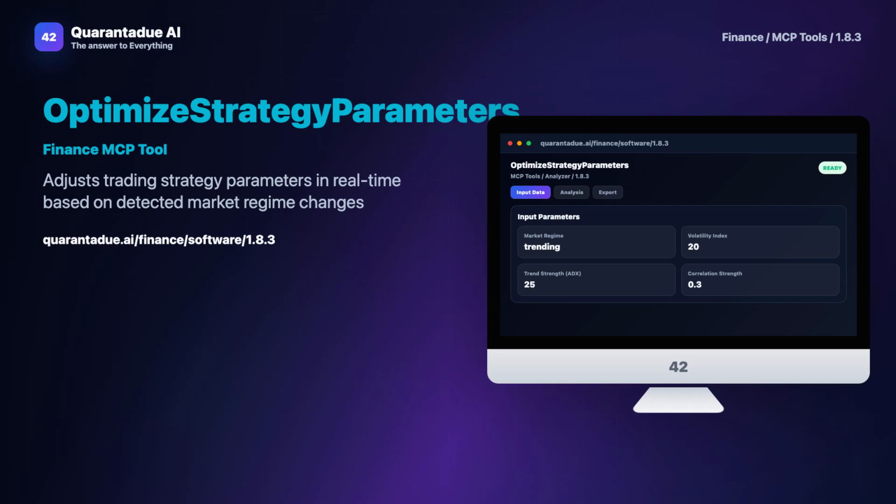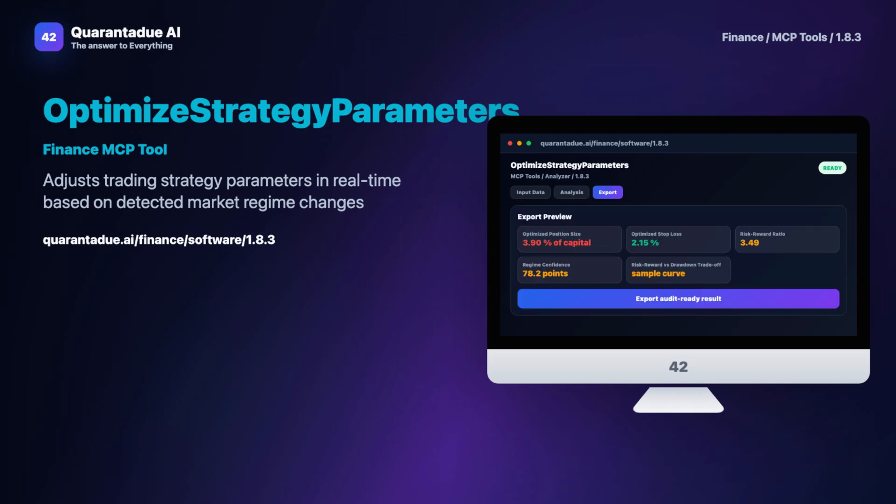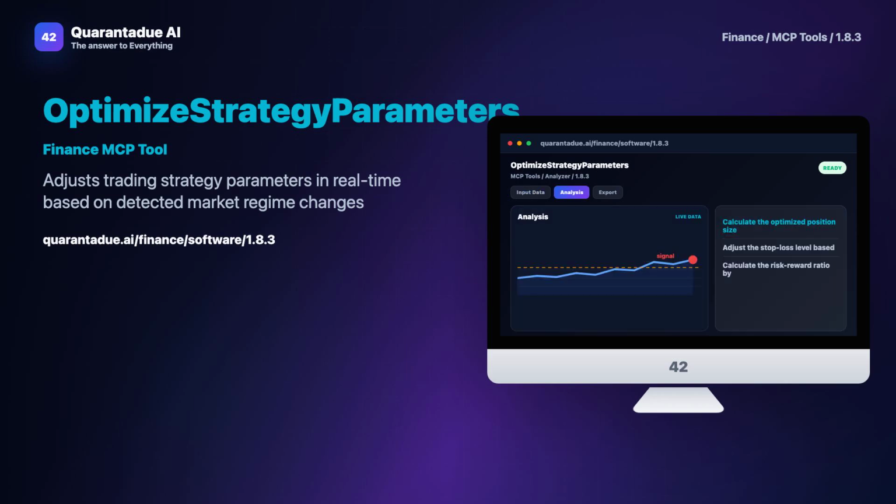Optimized strategy parameters is finance software for a specific operational decision. Adjusts trading strategy parameters in real time based on detected market regime changes. This video explains what the tool does, why the workflow matters, and how the output becomes useful decision evidence.